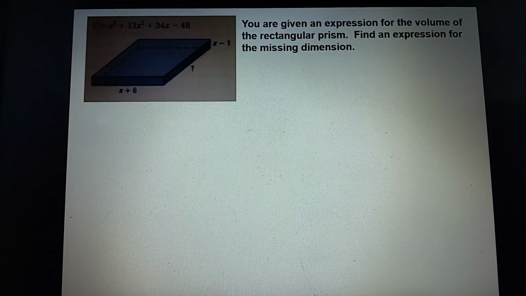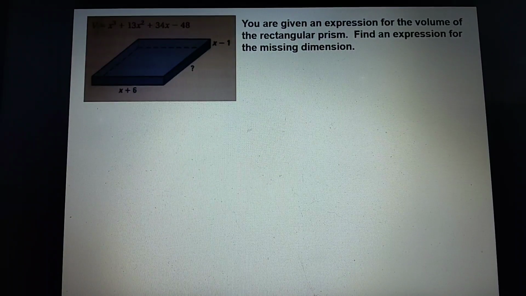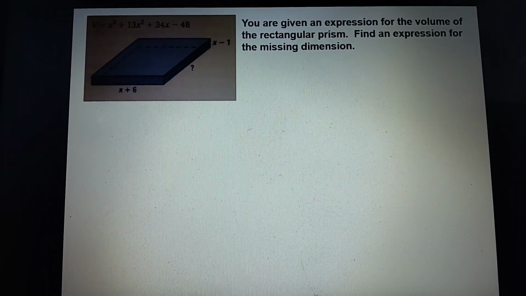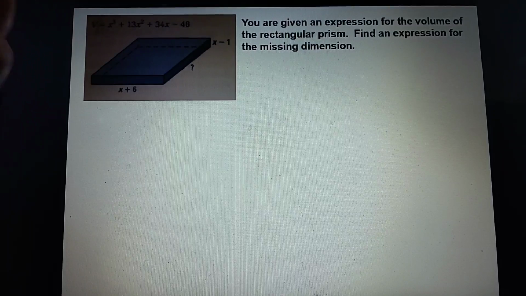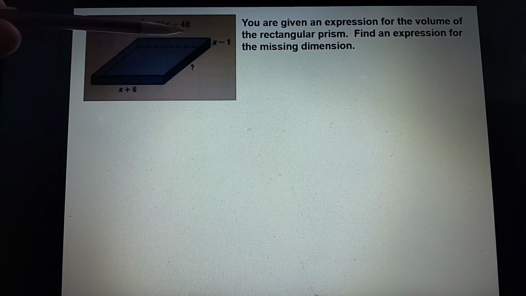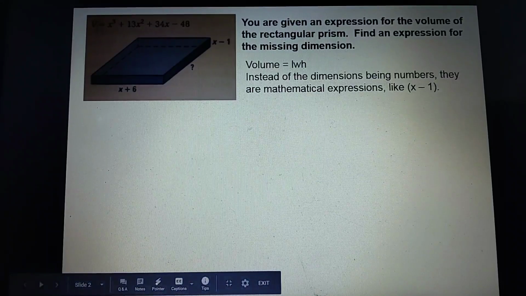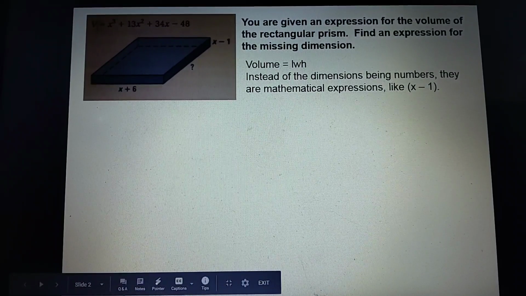Now the idea is, to find the volume of a rectangular prism you take all three sides and multiply them together, right? So you know that this side times this side times this side has to equal this volume. And so that's what we're going to do first. The volume is length times width times height.